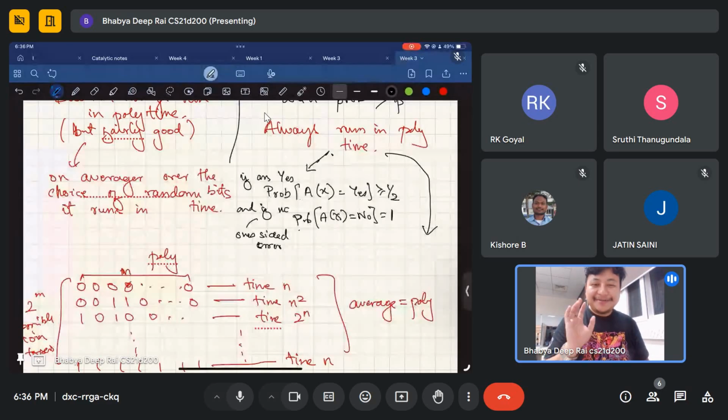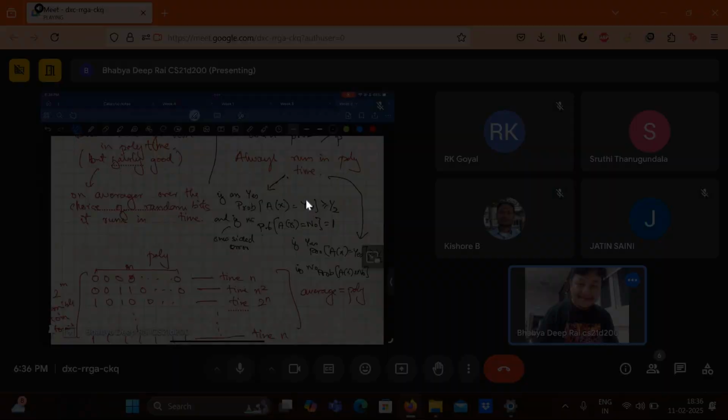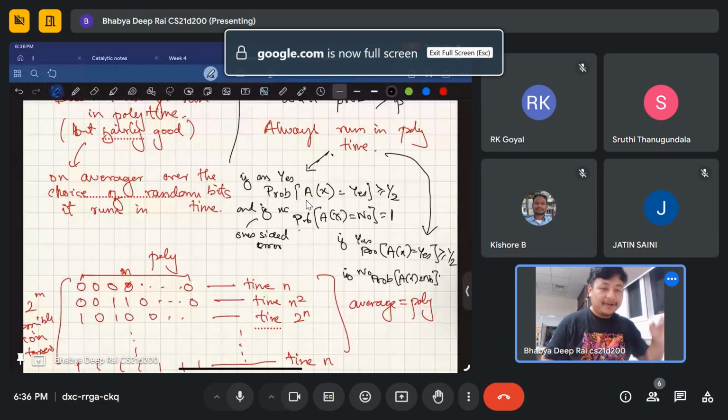Is it getting updated? My screen shows that there is a slight lag. Okay, I think now it's okay.